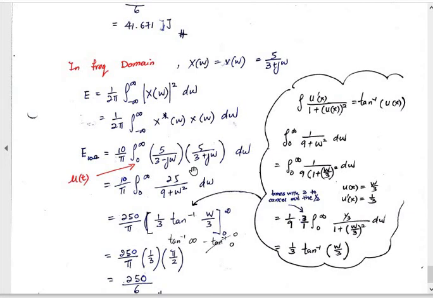And then you have X omega, and this is the conjugate one. Initially this is 5 over 3 plus j omega. You conjugate, you get 3 minus j omega, times the other X omega. Then you multiply, you get 25 over 9 plus omega squared. The limit is from 0 to infinity again.